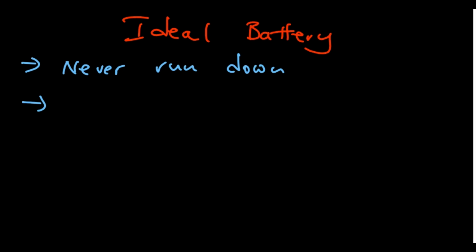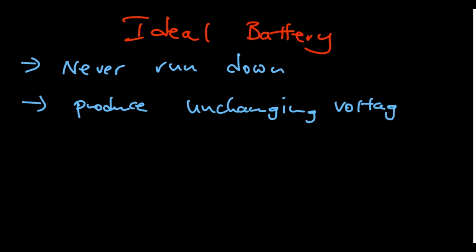And then an ideal battery should produce unchanging voltage. Okay, meaning that the rate should still be the same, the voltage being provided should still be the same. And then it should be capable of withstanding environmental extremes like heat and humidity, so that even in bad weather conditions it should still be able to stand.